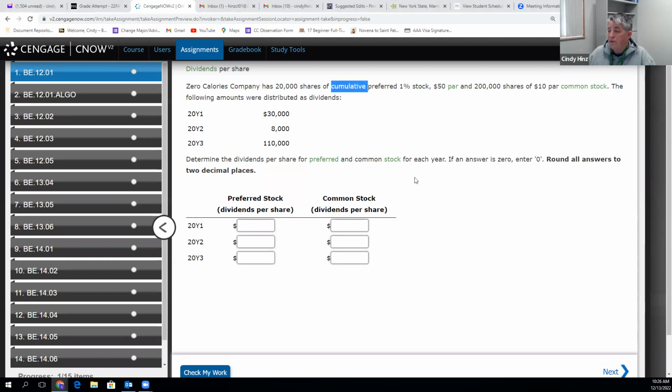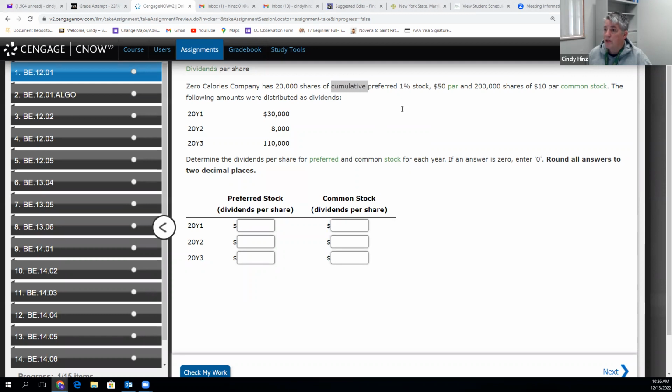Important to point out that the preferred stock is cumulative. So in a given year, if they do not declare sufficient dividends to cover all of those, the dividend for the preferred stock would carry over as dividends in arrears for the next year.